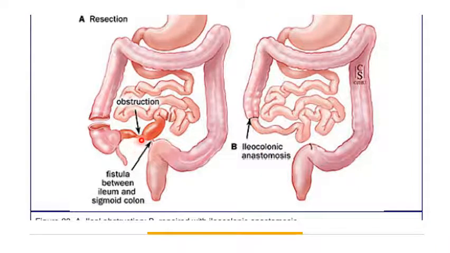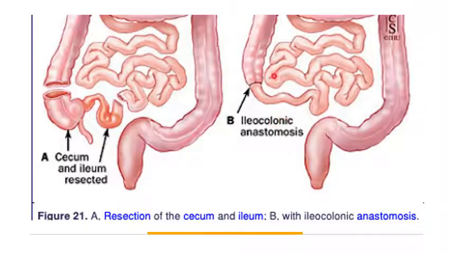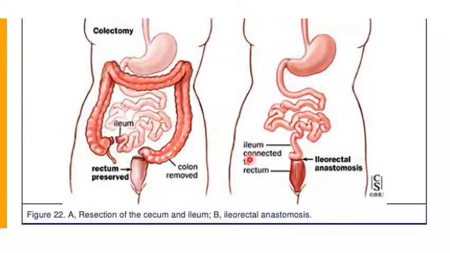If there is an obstruction at the ileocecal junction and a fistula between ileum and sigmoid colon, then you cut this part off, you repair the fistula, and you form an ileocolonic anastomosis. You remove the cecum. Now here, see here, the cecum and the ileum are resected and an anastomosis is formed. Resection of cecum and ileum with ileocolonic anastomosis. Now, resection of cecum and ileum, ileorectal anastomosis. So in this case, the colon is also removed, the cecum is also removed, and the ileum is also removed.